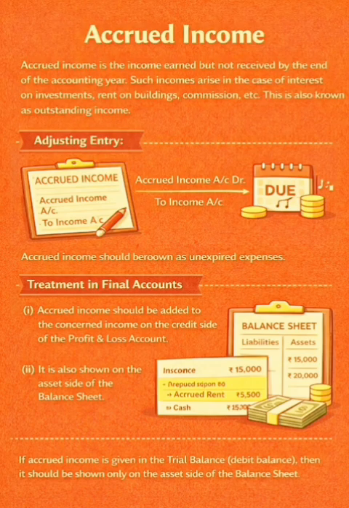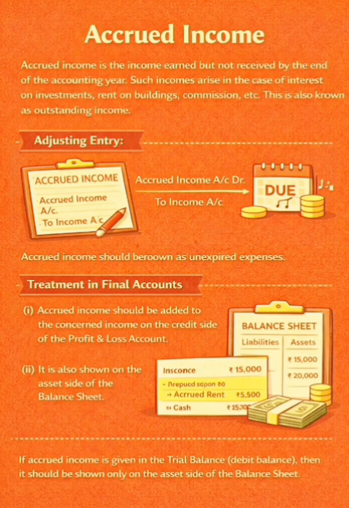Accrued income. Accrued income is the income earned but not received by the end of the accounting year. Such incomes arise in the case of interest on investments, rent on buildings, commission, etc. This is also known as outstanding income. Adjusting entry. Accrued income account debit to income account.